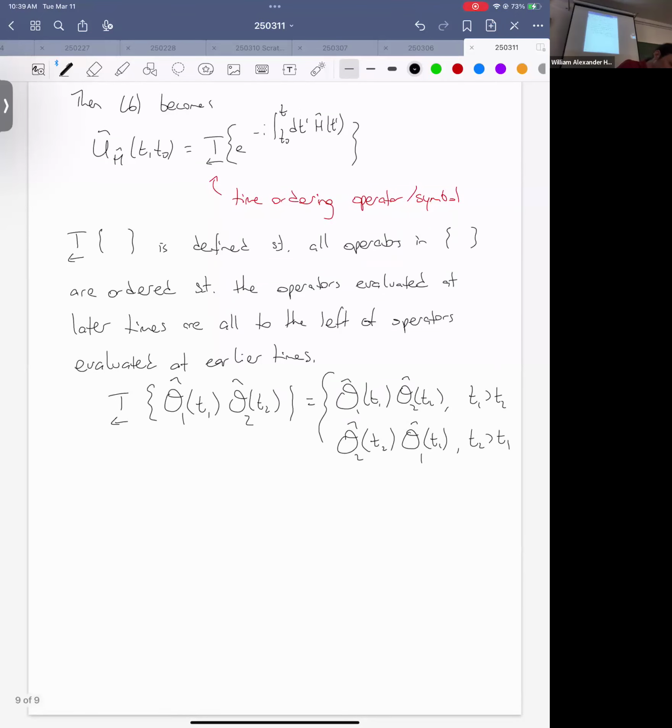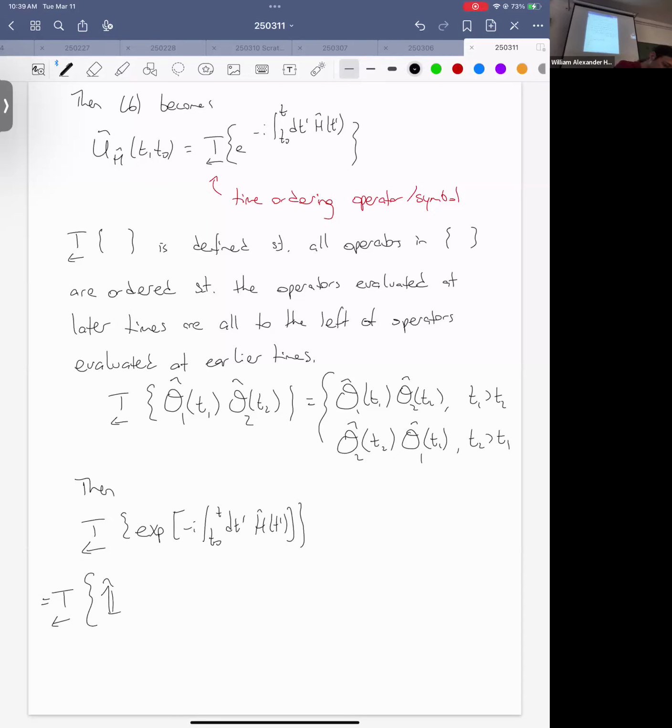Then we should think about what this is. Sometimes it's written this way, that I write exp rather than e to a thing. I'm sure you've seen that before. So this is a time ordering operator with curly braces. All right, so the exponential I can expand.